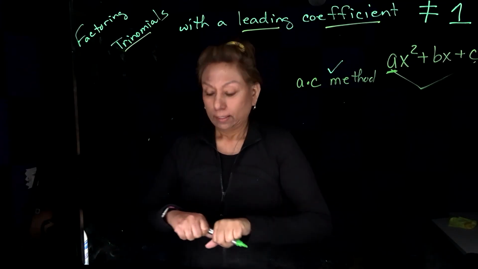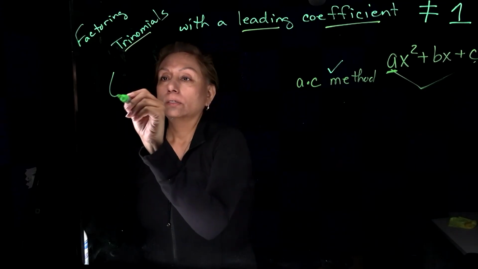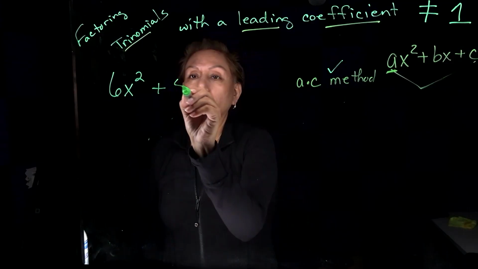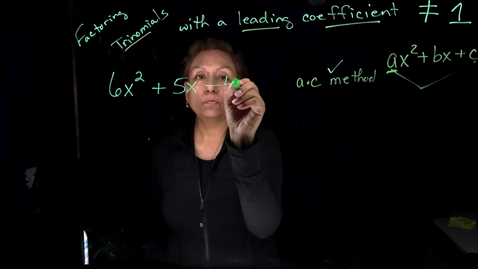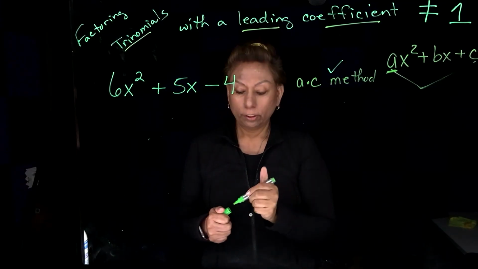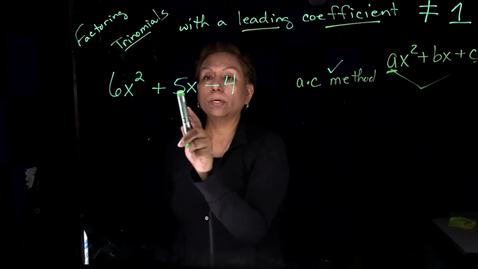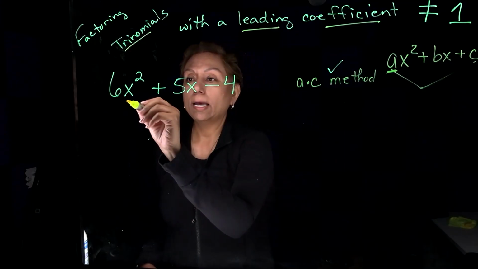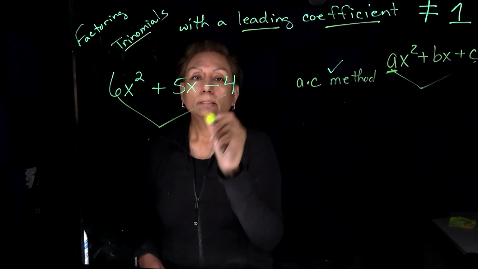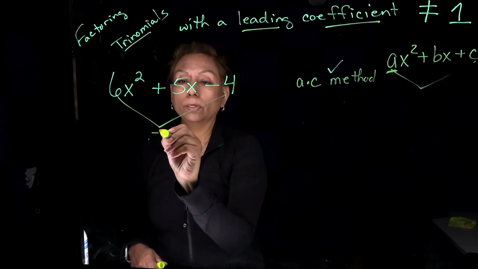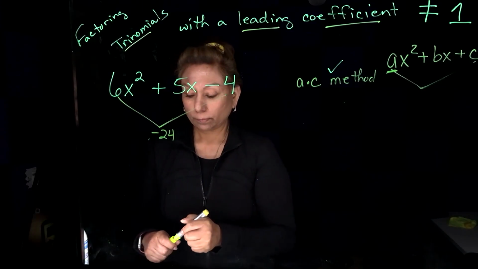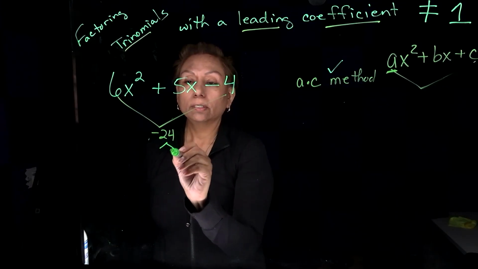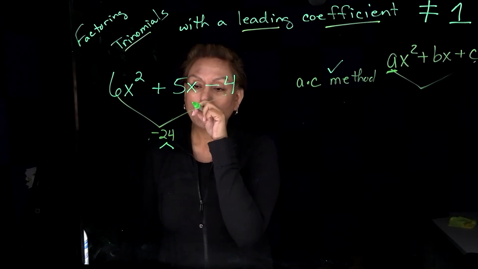Okay. Here's our next trinomial. 6x squared plus 5x minus 4. And check, is it written in order? Our ax squared, bx, c? Sure is. Now we take our a, 6 times negative 4 would give us a negative 24. Now we need the factors that's going to get us that 5 in the middle.